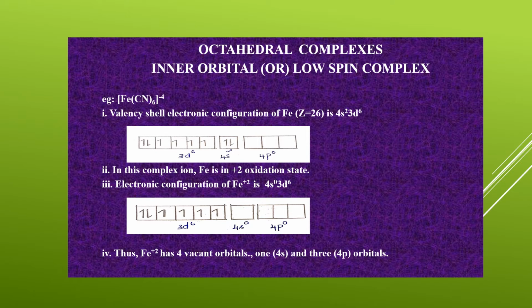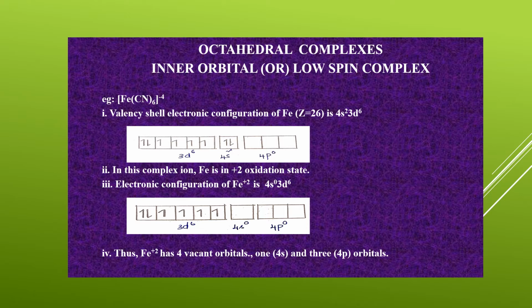Taking this complex ion, Fe will be in +2 oxidation state. If you calculate the oxidation number of Fe in this complex ion, you will get +2. Therefore, we say Fe is in +2 oxidation state in the complex ion [Fe(CN)6]4-. Now, the electronic configuration of Fe2+ will be 4s0 3d6.